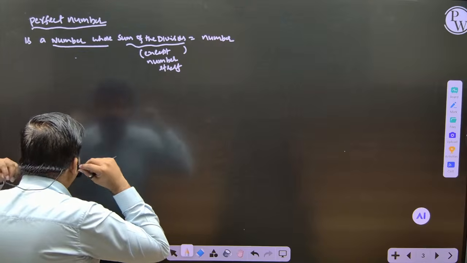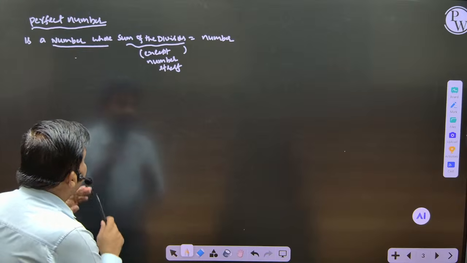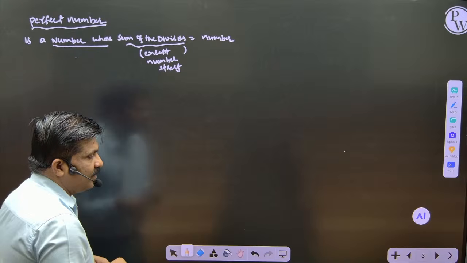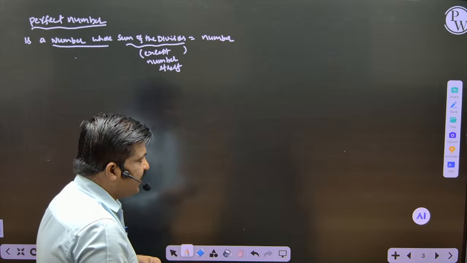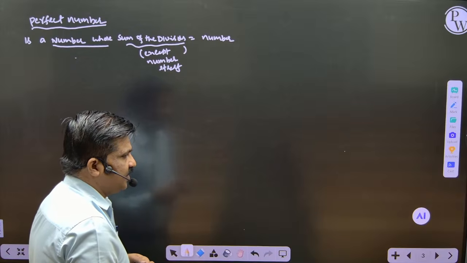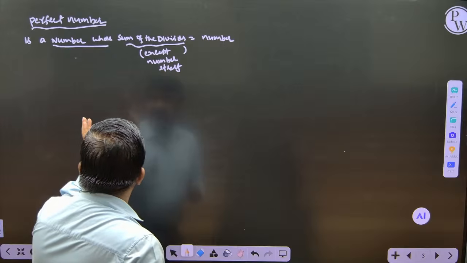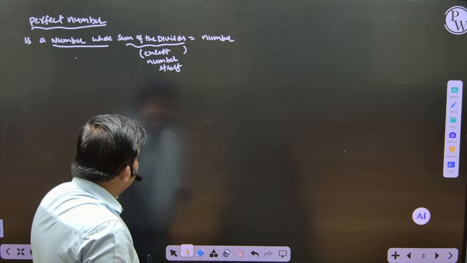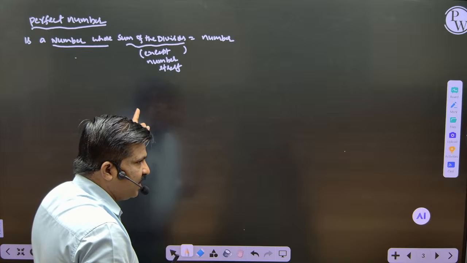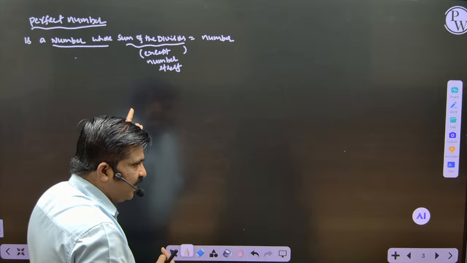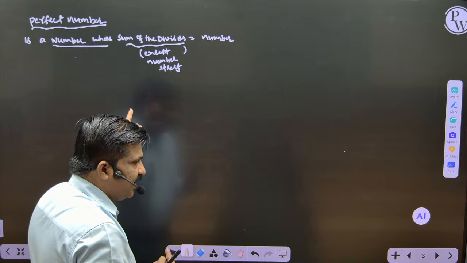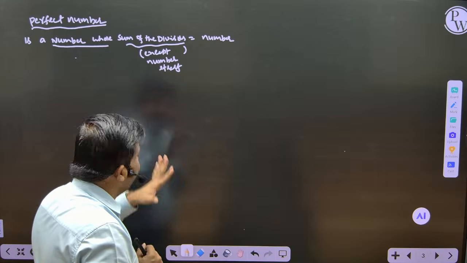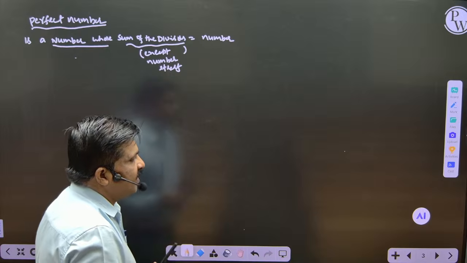A perfect number is a number whose sum of the divisors is equal to the number. But in the sum of the divisors, we should not take that number. Why? Every number is divisible by itself. That's why that number is also its divisor. Since every number divides itself, that is not considered. Except that, if the remaining divisors are added, it should equal the number.